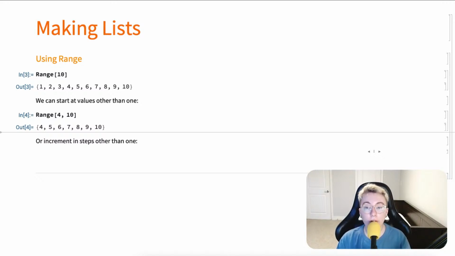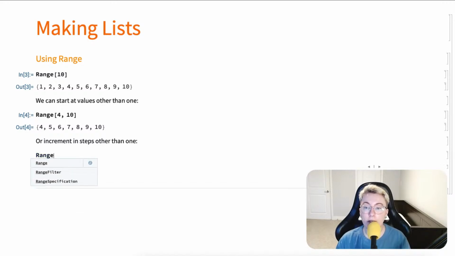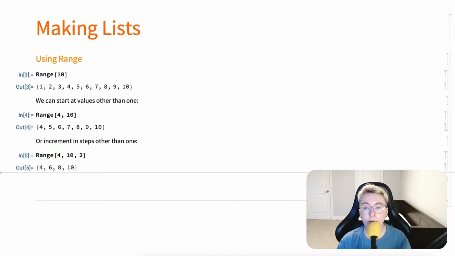We can add in a third argument that is our step or increment size. This is how much we increase between each number. If we set the step size to 2, we can get a list of numbers from 4 to 10, increasing by 2 for each item in the list.